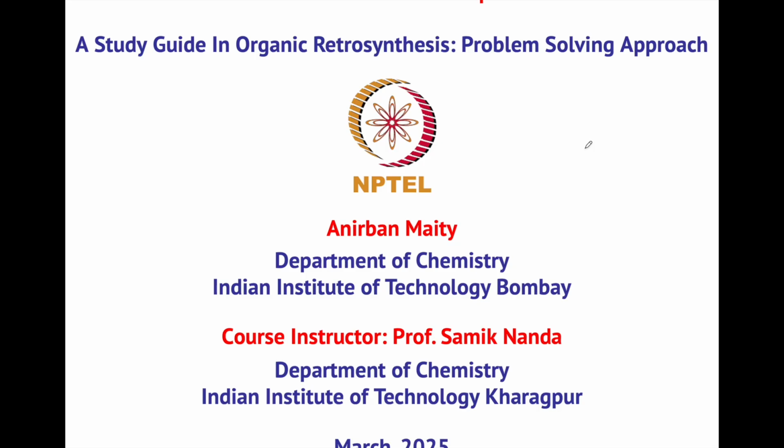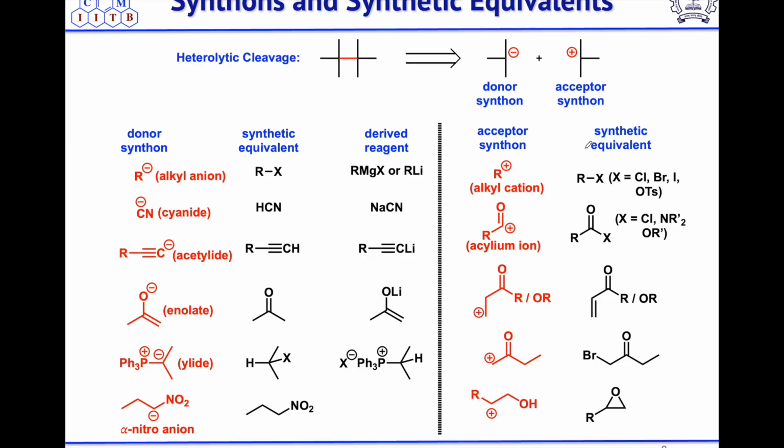So coming to the details about this course, today's tutorial. Before coming to today's tutorial, I just added one slide about synthons and synthetic equivalents, where you can see that if we break any C-C bond, or cleave any carbon-carbon single bond, mostly by heterolytic cleavage, then we can see two synthons, one is the donor synthon, another is the acceptor synthon.